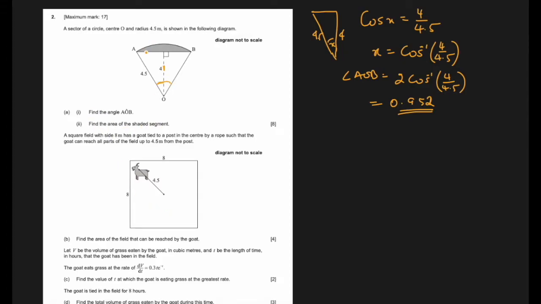Find the area of the shaded segment, this one. So I will find the area of the sector, and then I will subtract the area of the white triangle part from it, and we'll be left with this shaded part. Area of sector is half r square theta, and this theta has to be in radians. So it will be half times 4.5 square times 0.952, which gives 9.6366.